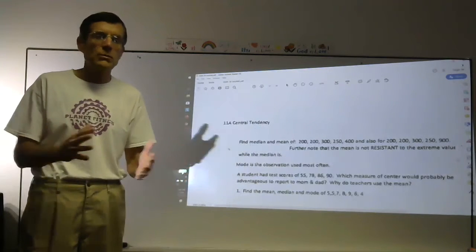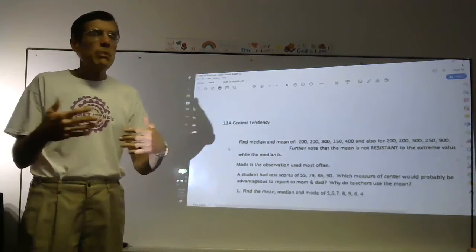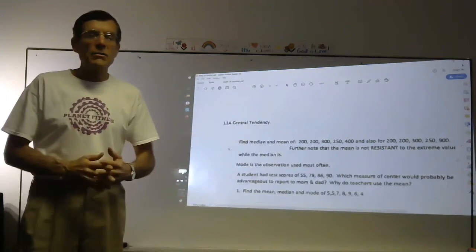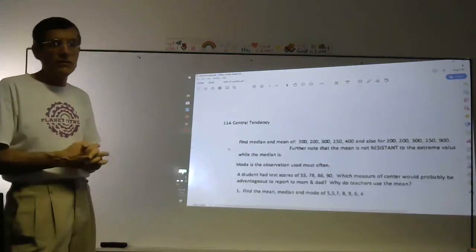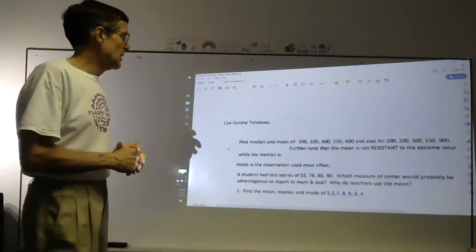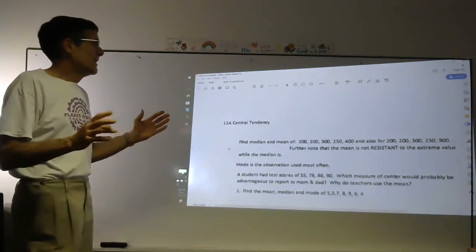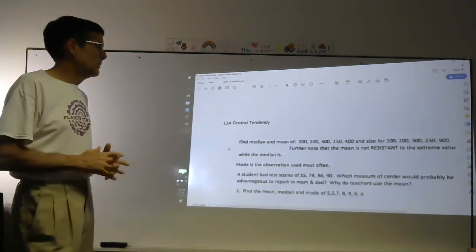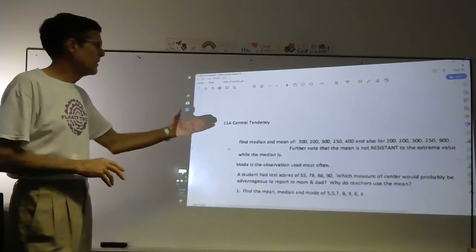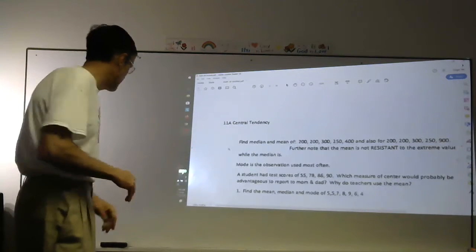If you read newspapers or magazines, you see mean and median bantered about all the time, and I'm not really certain that people that do that in the media really even understand what mean and median mean. Okay, so we're going to go through some examples here. We'll talk about mean, median, and mode. It says find the median and the mean of these two sets of data.